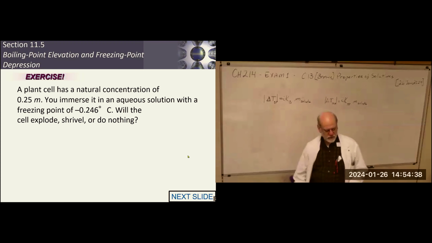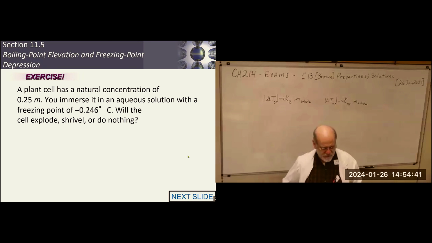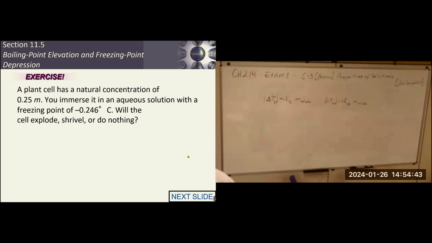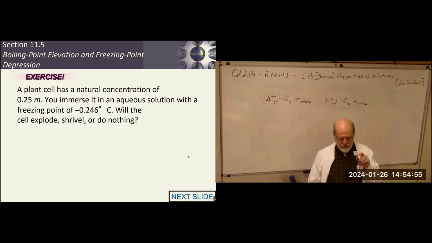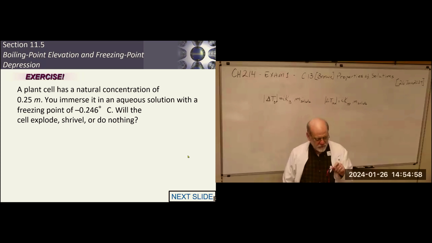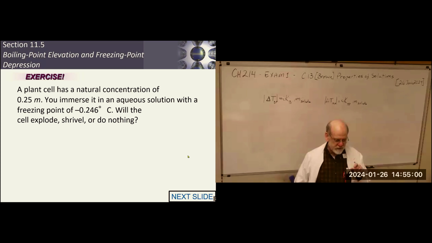So let's take this real world example. A plant cell has a natural concentration of 0.25 molal. If you immerse it in an aqueous solution with a freezing point of minus 0.246, will the cell explode, shrivel, or do nothing?